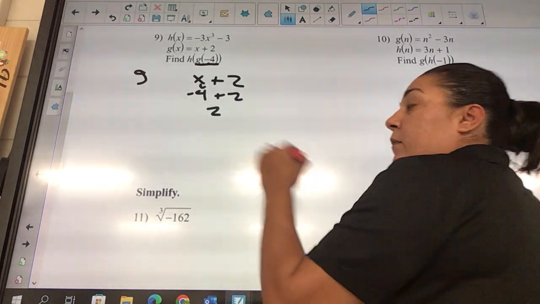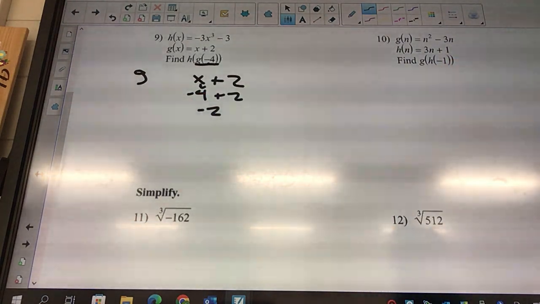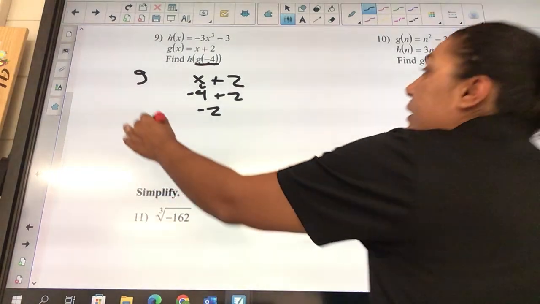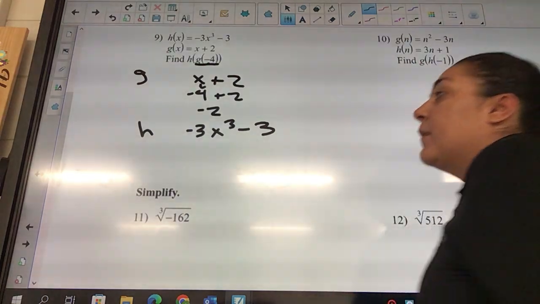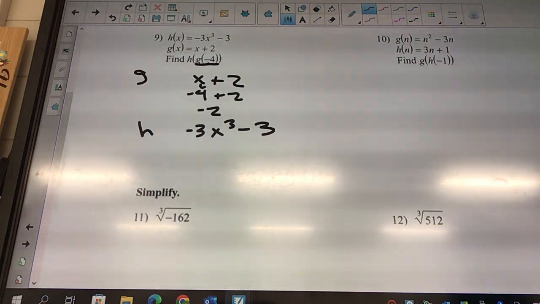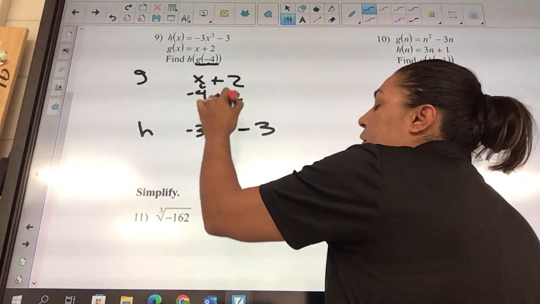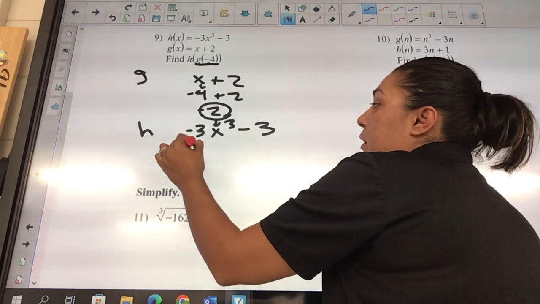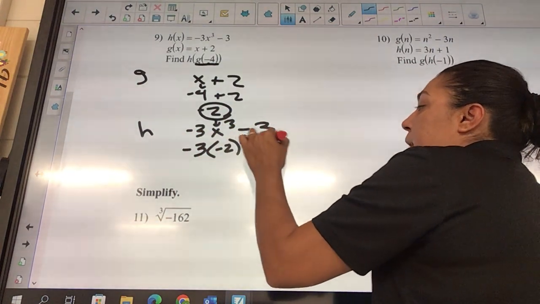Negative 2. Okay, and so now we're going to use that h function, which is negative 3x³ minus 3. Everywhere there's an x, we're plugging in what now? Negative 2. Okay, that's why we found this one, and then you use it and plug it in here. So it's going to look like negative 3 times negative 2 to the third minus 3.